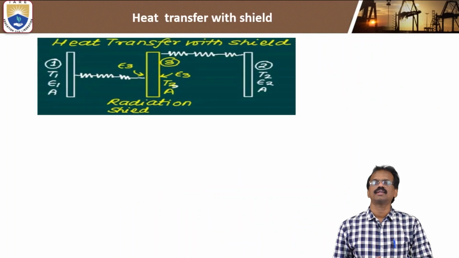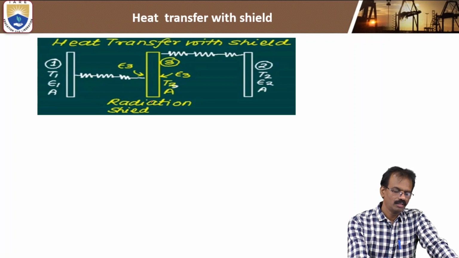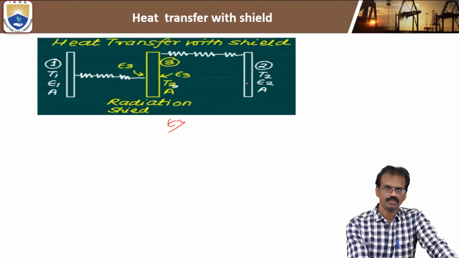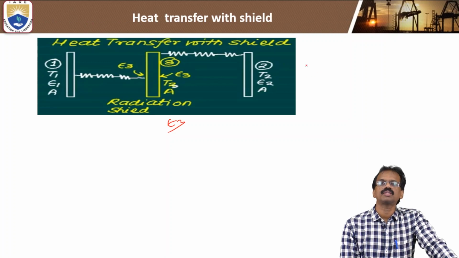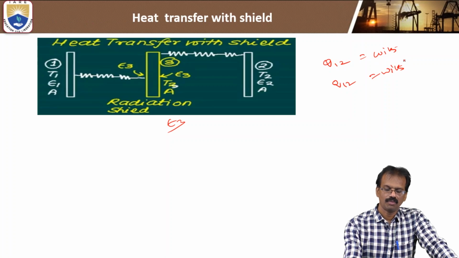Now we'll see the condition if a shield is placed between the two surfaces. Suppose this is the shield, and the emissivity of the shield is epsilon 3. Then heat transfer takes place from surface 1 to surface 3, then from surface 3 to surface 2. Then we can calculate the rate of heat transfer from surface 1 to surface 2 through the shield. Q12 without shield, we know the formula. Q12 with shield, we have to derive the formula.